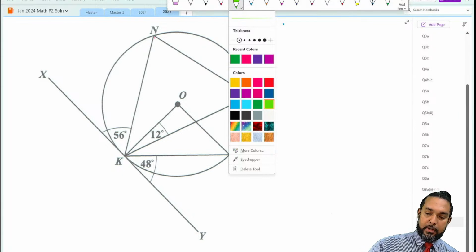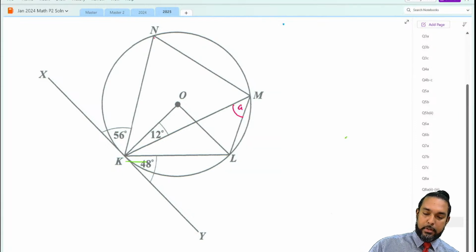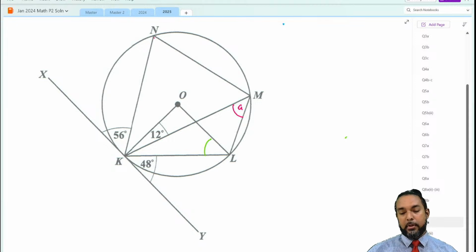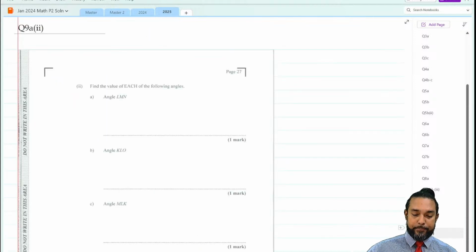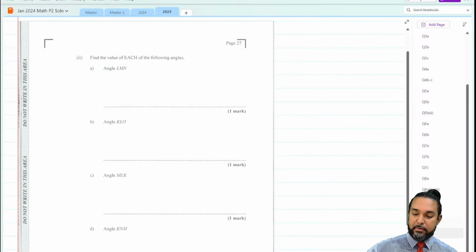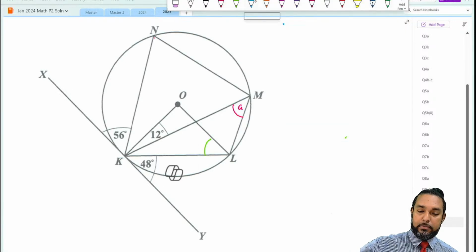KLO. Did we find that one just now? Yeah, okay. So maybe there was another way to find that angle there. 34, that's on the outside. I don't see how that's helping. Anyhow, all right, cool. Then we have MLK. We put MLK in blue.